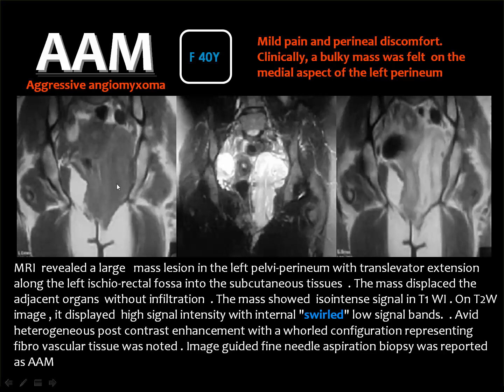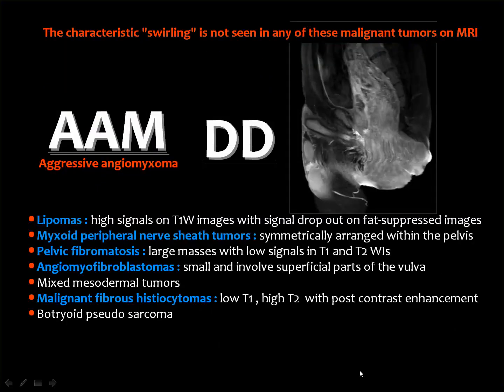Another case, and you see a big lesion involving the left side of the pelvis, and in the T2 weighted image you see the characteristic appearance, and after contrast injection, you see some contrast enhancement. And the differential diagnosis of aggressive angiomyxoma may include lipoma, and lipoma will show high signal in the T1, and it will show fat suppression on fat suppressed images, and is not vascular.